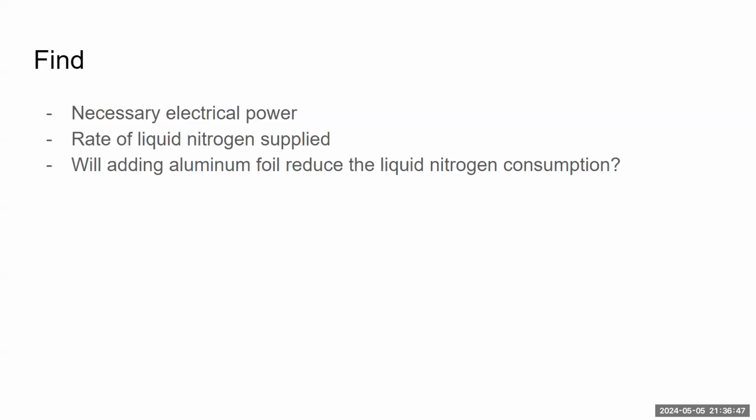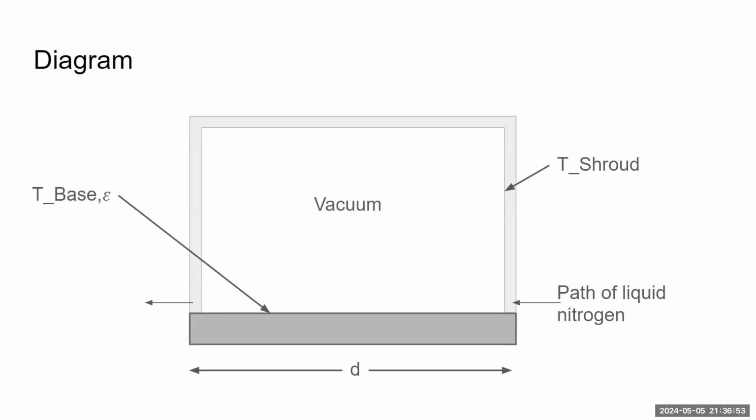Next, we'll list what we want to find. First, we need to find the necessary electrical power. Then we need to find the rate at which liquid nitrogen is supplied. And finally, we need to determine if adding aluminum foil will reduce the liquid nitrogen consumption. So here is a simple diagram of our system.